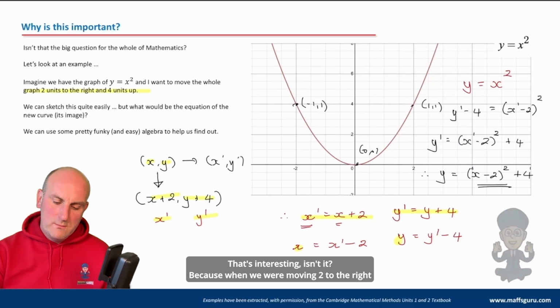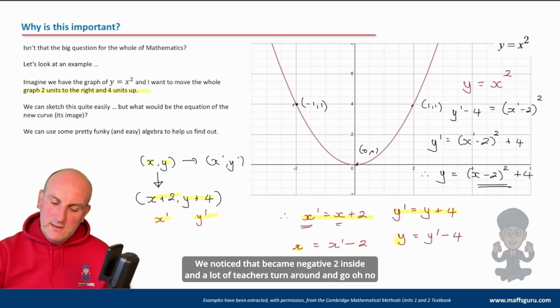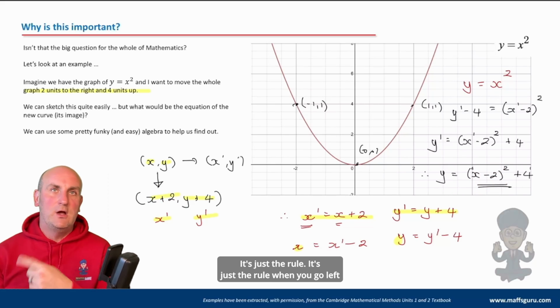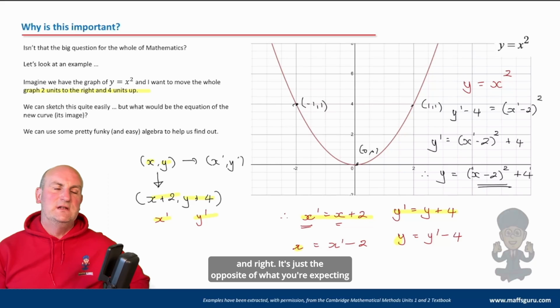Because when we were moving 2 to the right, we noticed that became negative 2 inside. And a lot of teachers turn around and go, oh no, it's just the rule. It's just the rule. When you go left and right, it's just the opposite of what you're expecting.